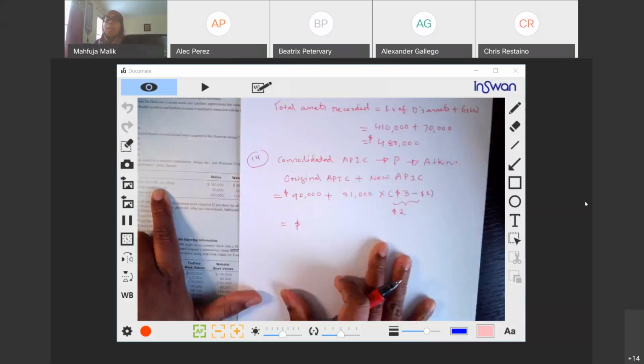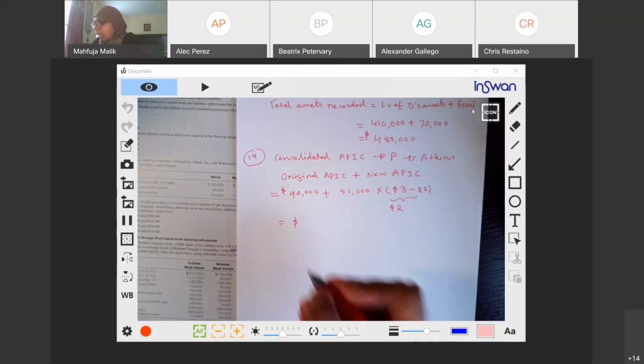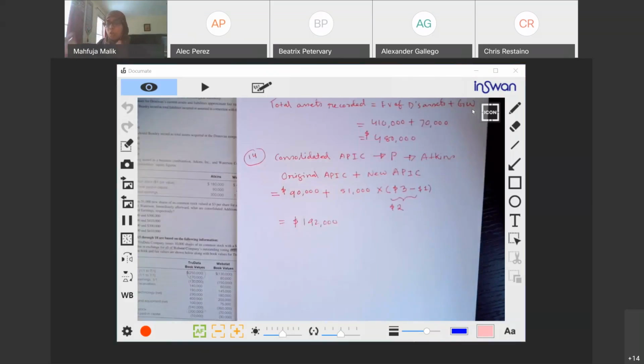What is their combined additional paid-in capital? Combined additional paid-in capital. Can anyone write it? I promise I'll finish it. I really apologize for taking one more minute. Fiona, okay, thank you very much. 192. So this is their combined or consolidated additional paid-in capital.